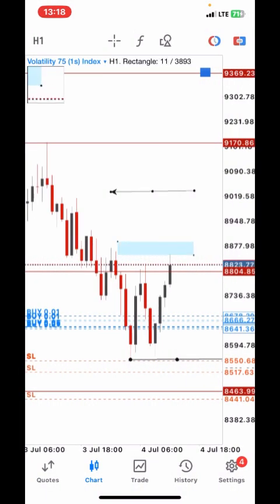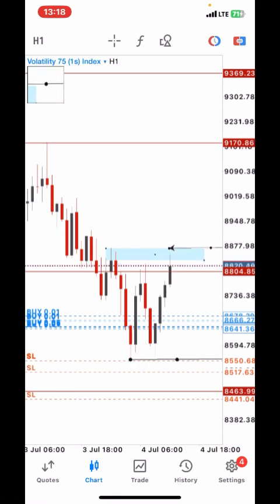So if I use my rectangle here, you would observe that this is where price is currently struggling. This is the nearest resistance. So if it ends up breaking out of here, where would be the next resistance, traders? Here is going to be the nearest resistance. So this is what we call market structure.